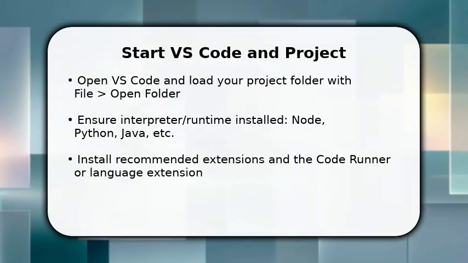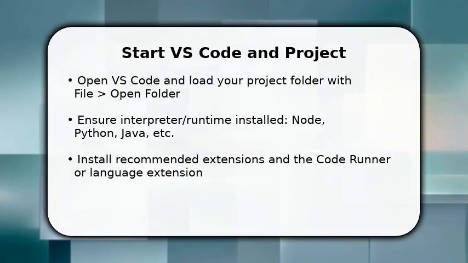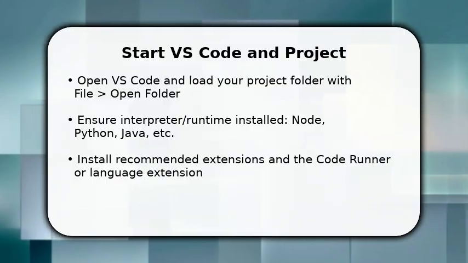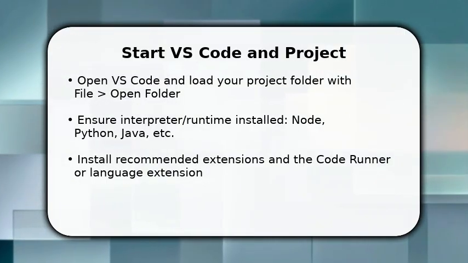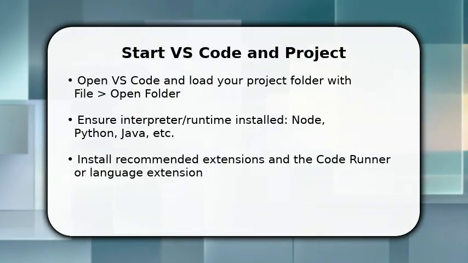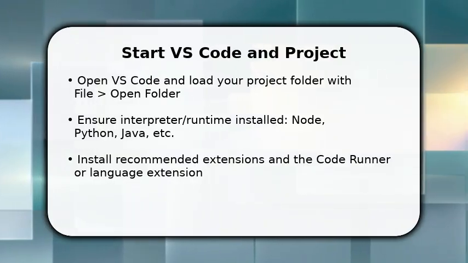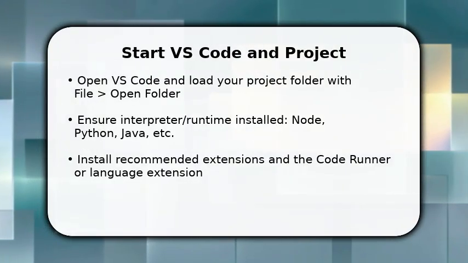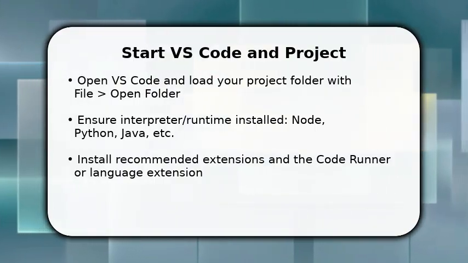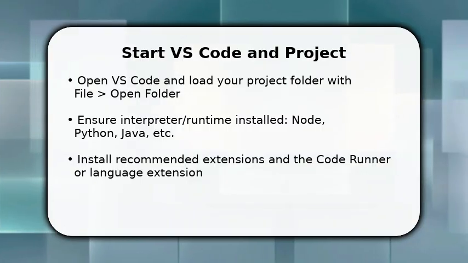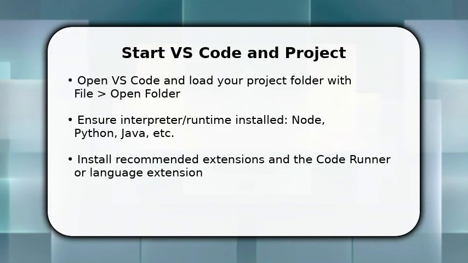You begin by opening VS Code and loading the project folder so the editor maps files and settings. This prevents path confusion later. Next, make sure your runtime or interpreter is installed, for example Node for JavaScript or Python for scripts, because VS Code delegates execution to them. Then install the language extension or code runner so you have syntax checking and run commands. Once done, VS Code can detect tasks and debug configurations automatically.